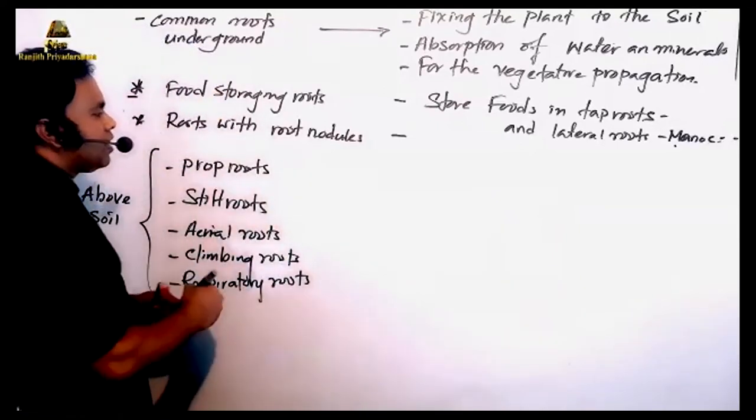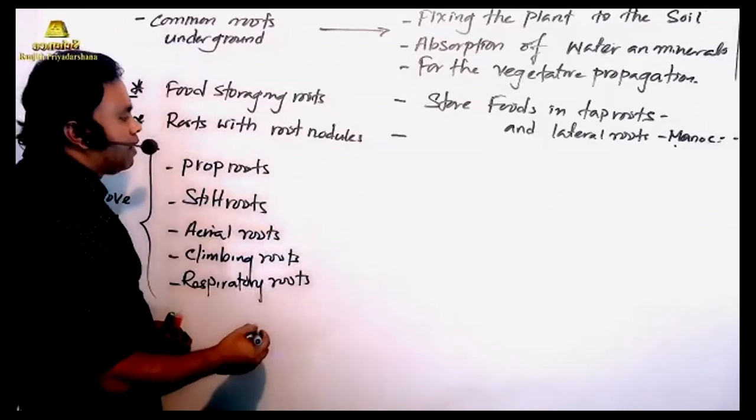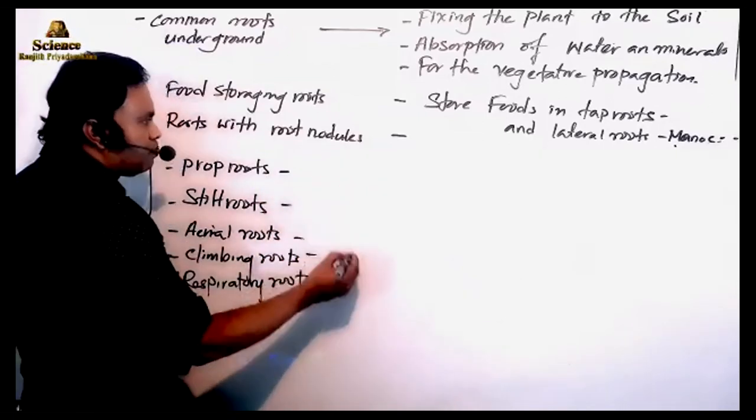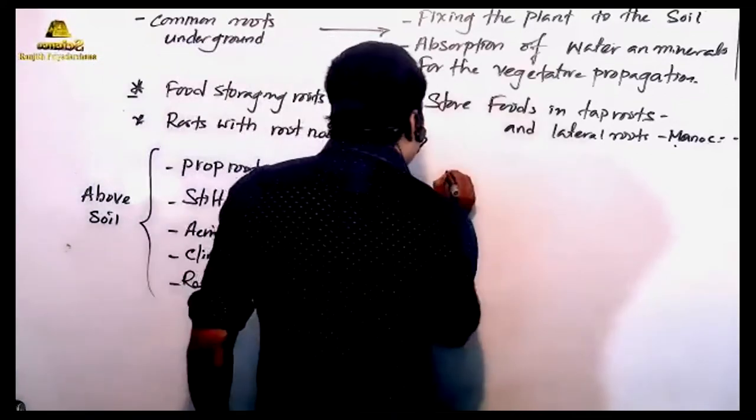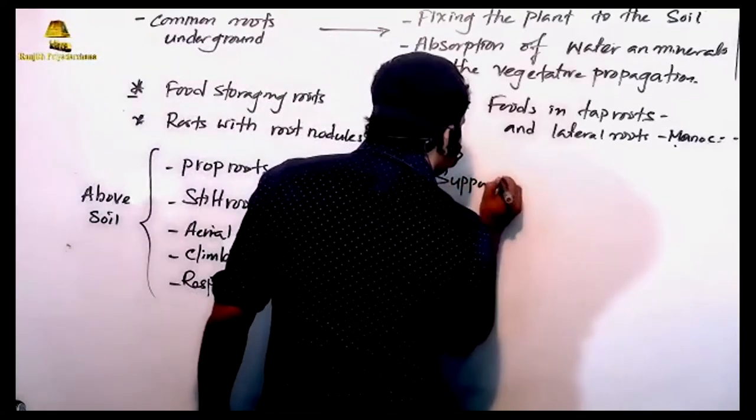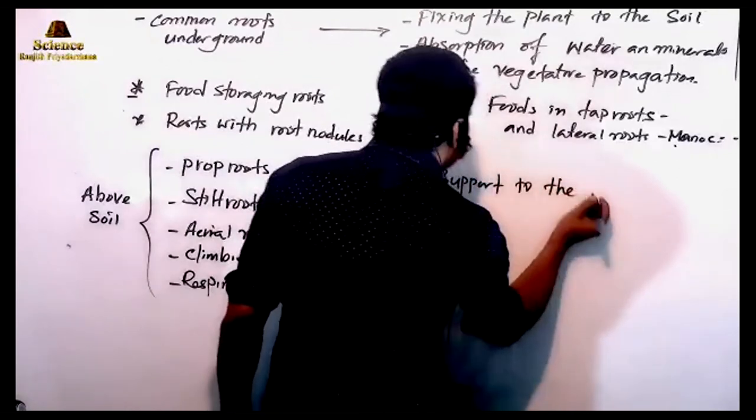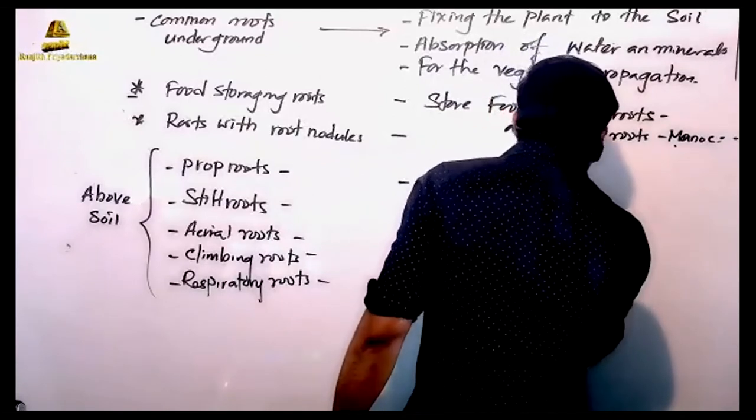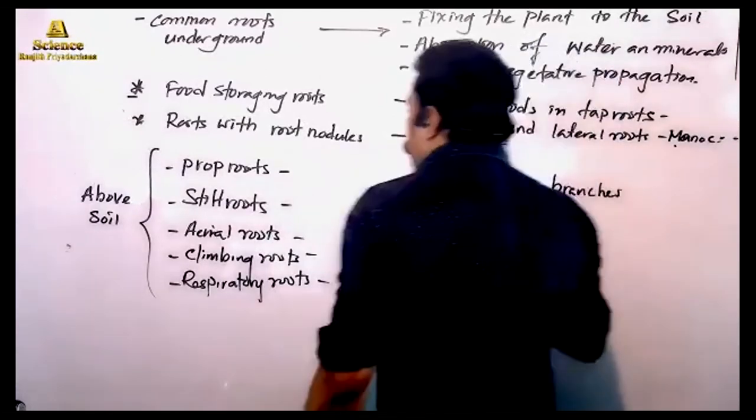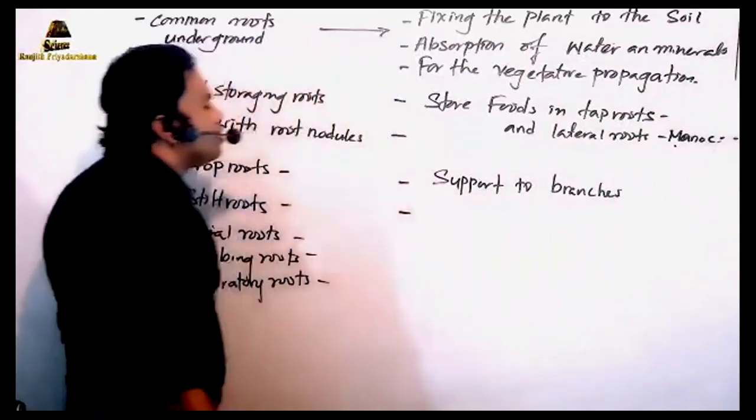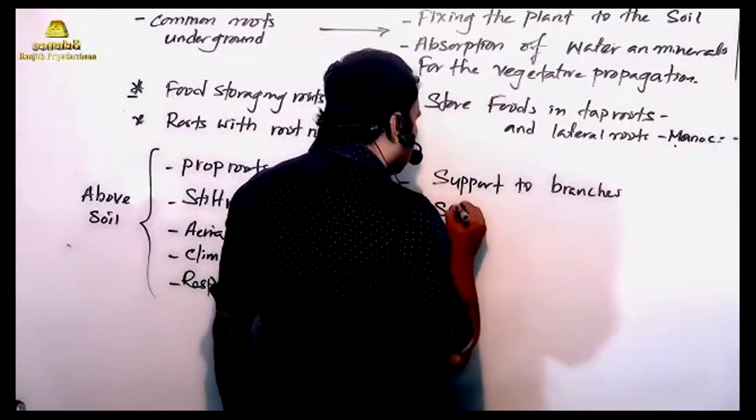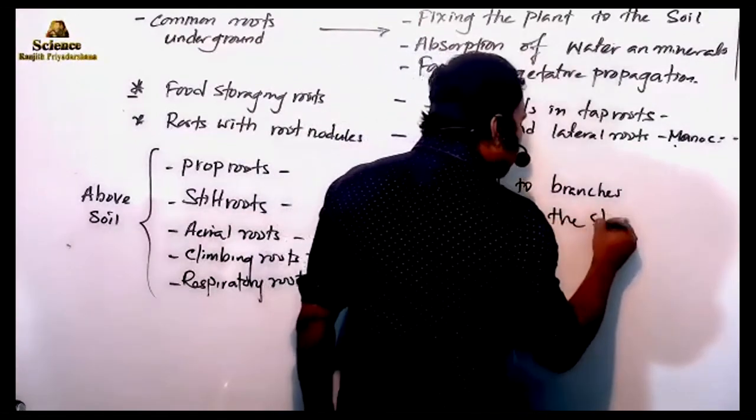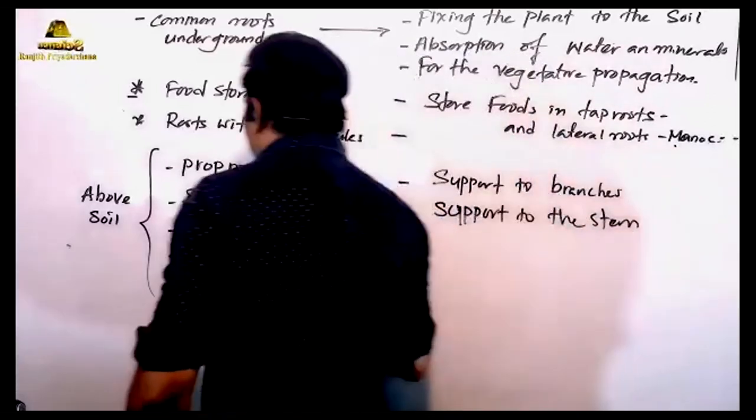Now look at this. Prop roots. Let's write the functions of them. You can put examples of plants with prop roots here, and its function: support to the branches, support to the stem. They give a little support to the stem.